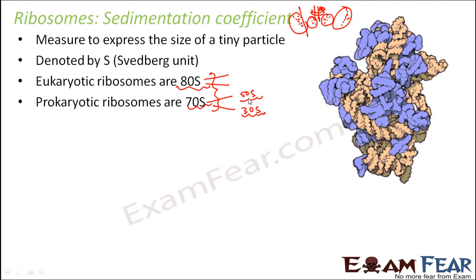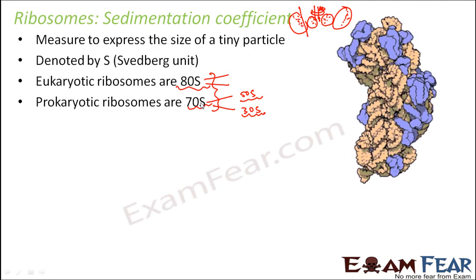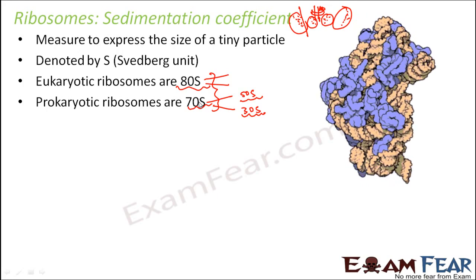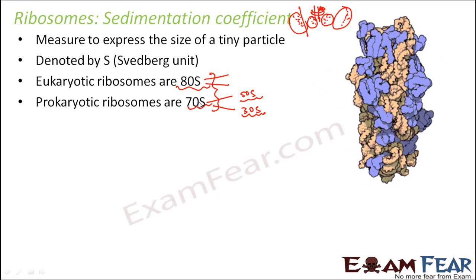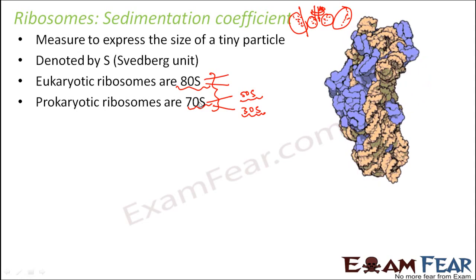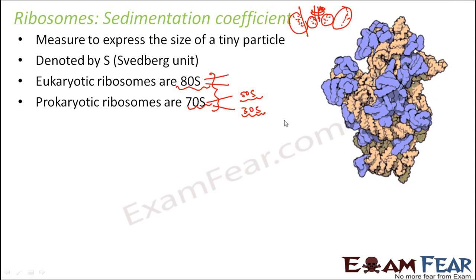Now it is not necessary that 50S plus 30S should be 80S. It doesn't add up like that. That is why I said the coefficient doesn't depend directly on the molecular weight. So you cannot numerically just sum it. It also depends on size and shape.